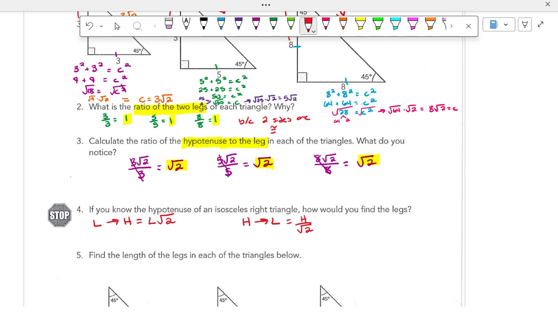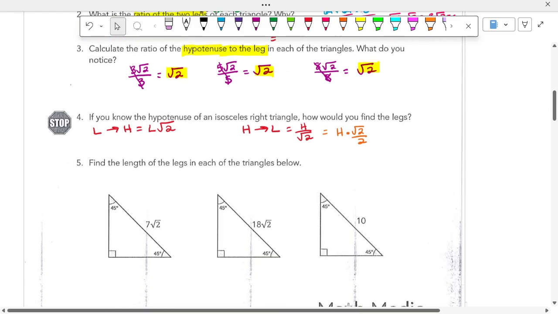All right. Another way you can think about it is that if you rationalize this denominator, you would take the hypotenuse and multiply it by the square root of 2 over 2. That's the other way you can think about it. That's just if you rationalize the denominator. So let's look at these.